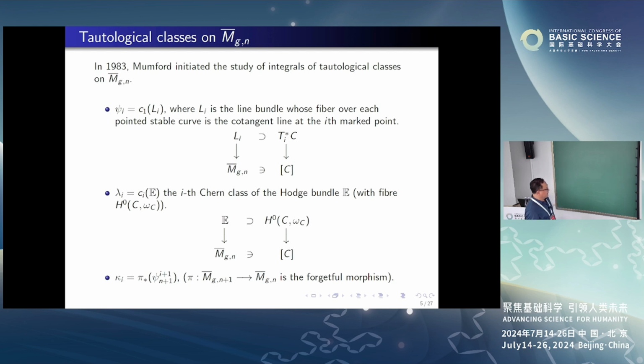Another one is called the kappa class. The kappa class is the push forward of a class under a natural forgetful morphism, or you can consider this as a universal family over M_{g,n}, whose fiber is a genus g curve. You can forget the (n+1)-th marked point and get a forgetful morphism. You push forward the (i+1)-th power of the psi class along it, and you get another tautological class, called the kappa class. So it is produced from the psi class.